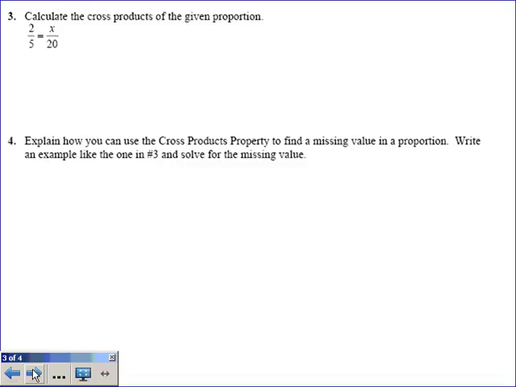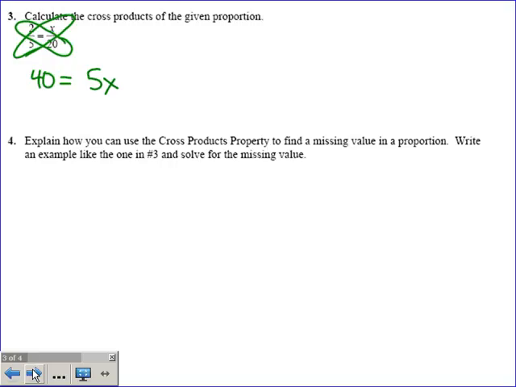Number 3. Is this on the back side? Okay, this is on the back side. It says calculate the cross products of the given proportion. So the product of extremes is basically just 2 times 20, which is 40. And the product of the means, that would be these two, would be 5 times x, equals 5x. Is that the same thing as saying 5x equals 40? If you would have written it the other way, is that still fine? Yeah.